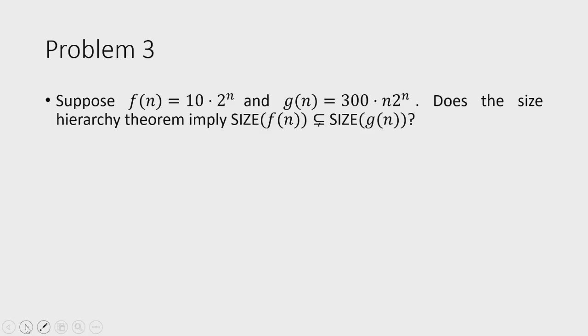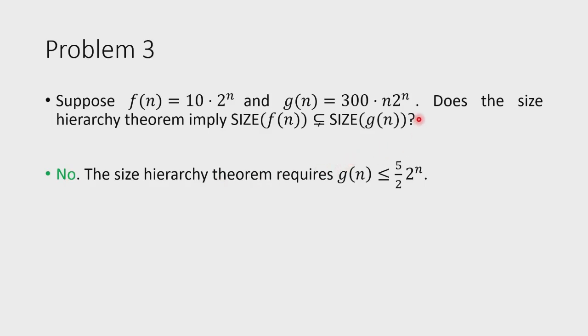Right. Okay, so it doesn't, because in the size hierarchy theorem you need g(n) to be at most 5/2 times 2^n, and in this case g(n) is strictly asymptotically greater than 2^n. So the size hierarchy theorem does not imply this. Even though the functions f(n) and g(n) satisfy the relation that you need for the size hierarchy theorem, because of this condition that g(n) must be at most 5/2 times 2^n, we cannot use the size hierarchy theorem over here.